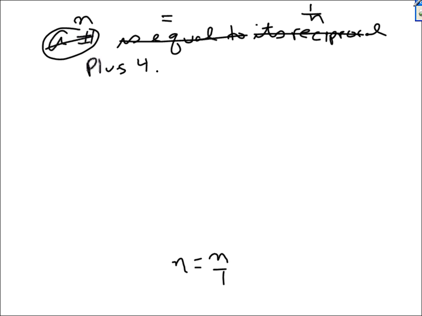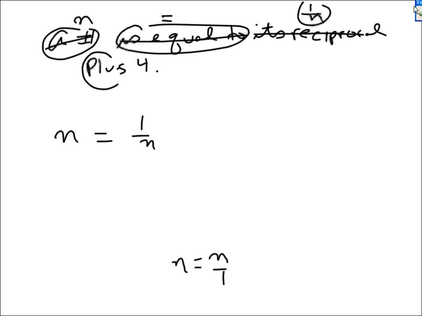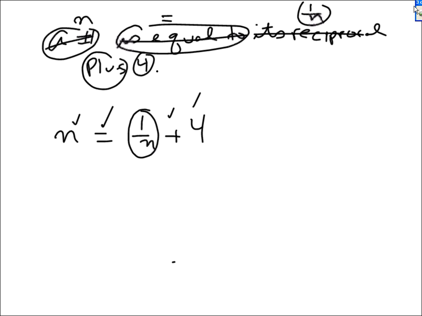A number, n, is equal to, that means equal to, its reciprocal, 1 over n, plus 4. There it is. A number is equal to its reciprocal plus 4. I can read it backwards. There's no way I have this wrong. Okay, now the math starts. Now I can make mistakes.